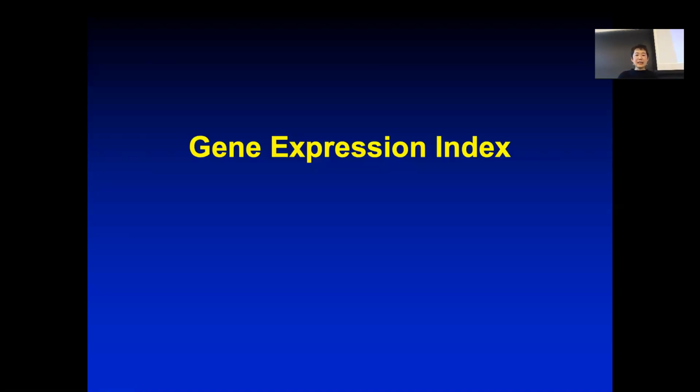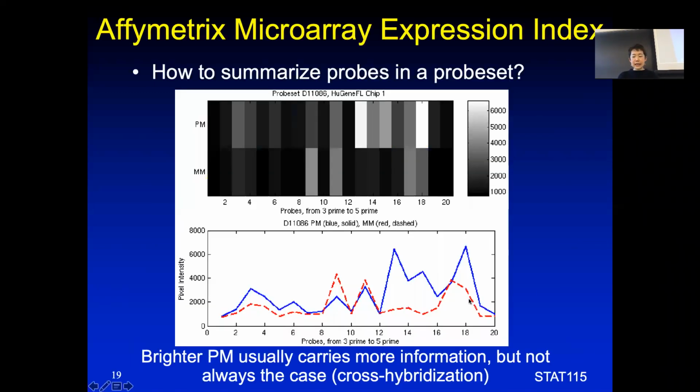So gene expression index is the next thing. After the data is normalized, we need to look at the expression index. Remember the original array design. We have a probe set of different probes. They are located on different corners or different locations on this array.